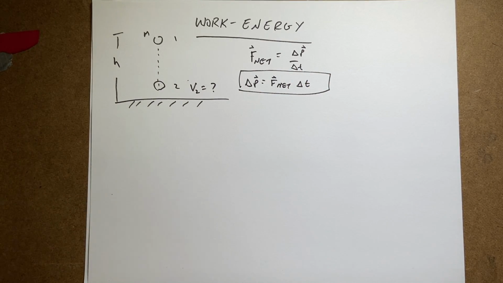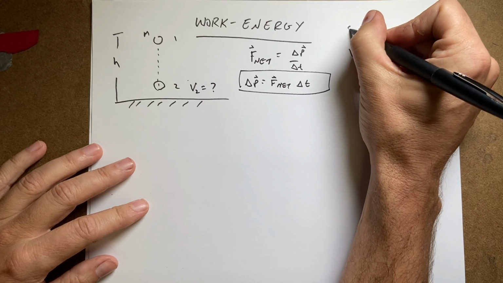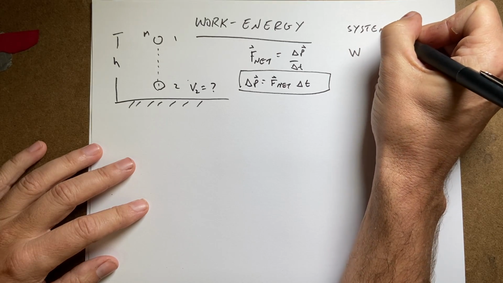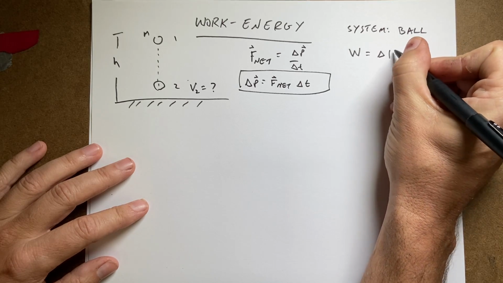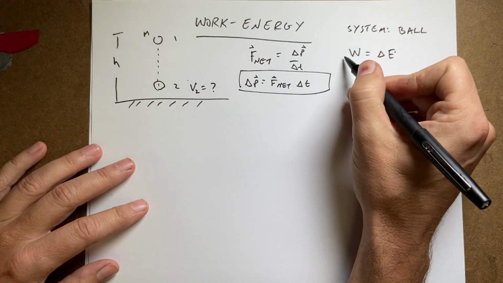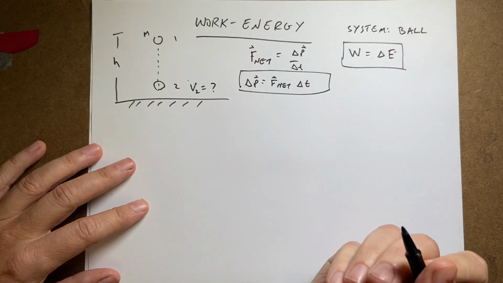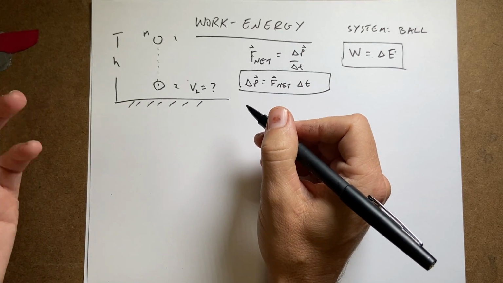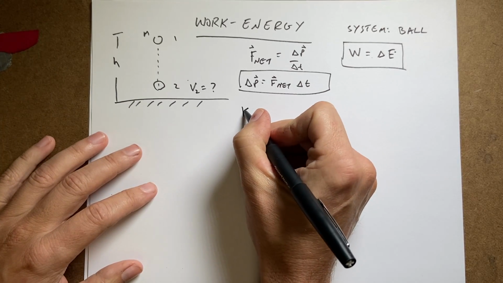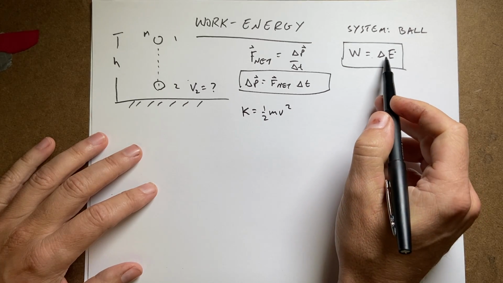Okay. There's another principle that we can use, and it's called the work energy principle. Work energy principle says the following: the work done on a system, in this case the system is just the ball, is going to be equal to the change in energy of the system. That's it. Okay, well, what's energy and what's work? The most basic definition of energy would be kinetic energy, and there's other ways to explain this. But let's just say kinetic energy is 1/2 mv squared, and that's the change in kinetic energy.